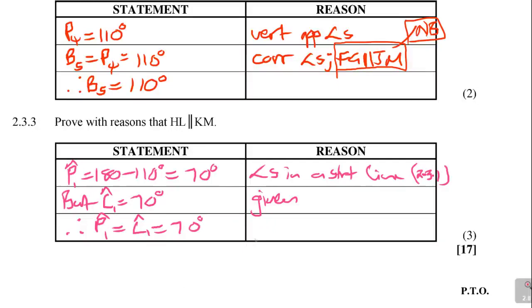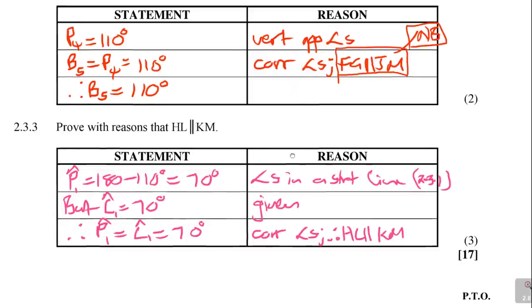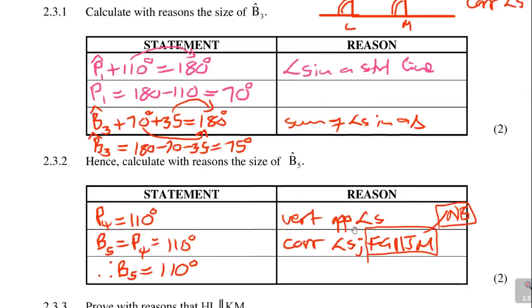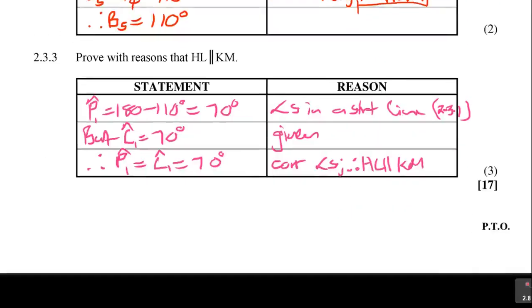You write what? Corresponding angles. And then you say, therefore, here they are corresponding angles like this. And then you say therefore, you conclude HL is parallel to KM. Are you seeing that? That's how this goes about. Guys, you need to revise, you need to go through this slowly so that you can grasp this.